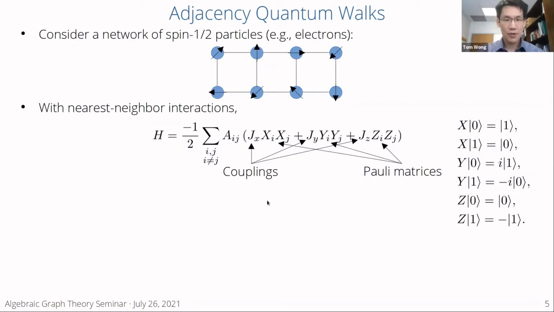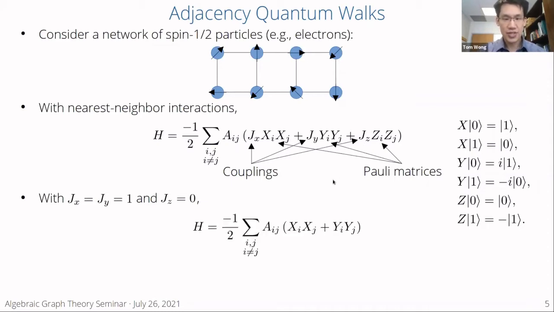And we're going to look at a specific interaction where Jx and Jy are both equal to 1, but Jz is 0. So we're not going to have any z interaction in the spin, so that the Hamiltonian looks like this. Okay, so this is a physical quantum mechanical system, and if you didn't follow some of the physics, it's okay. The point is, there's a physical system where you have this Hamiltonian, and this Hamiltonian, as we'll see on the next slide, will give us this other type of quantum walk.